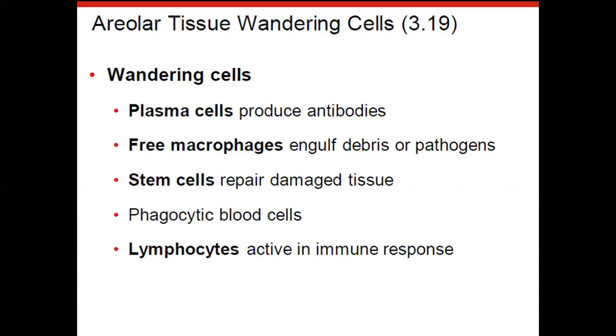Stem cells repair damage. Some of the phagocytic white blood cells, so there are other white blood cells we'll talk about in the lymphatic system, can phagocytose just like a macrophage can. There are actually 3 of 5 types of white blood cells that are phagocytic. And lymphocytes are another type of white blood cell that can move into and out of tissues and defend against specific pathogens like viruses and bacteria.